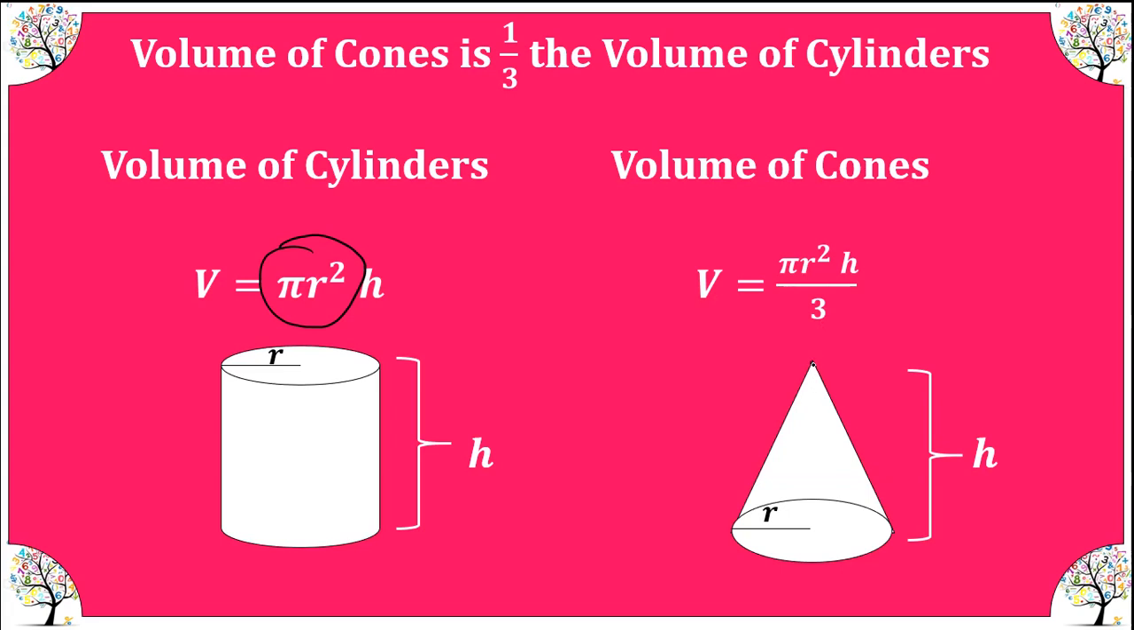Now our height goes from the vertex all the way down to the center of the circle, and when we make this line, it makes a perpendicular line. So your height is from the vertex straight to the center of your circle.